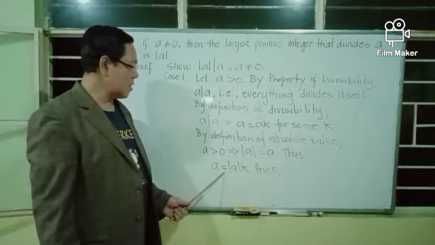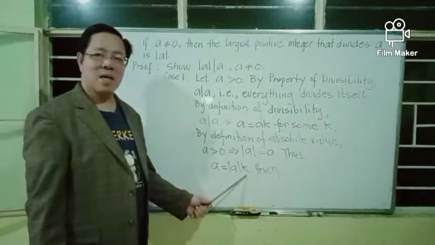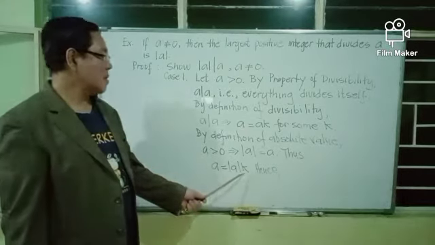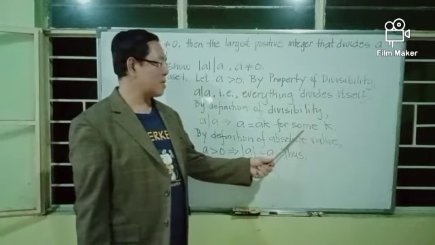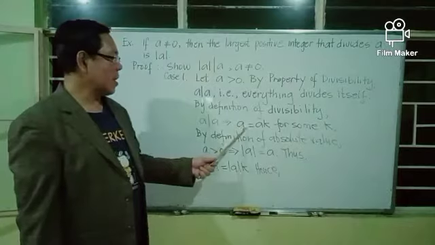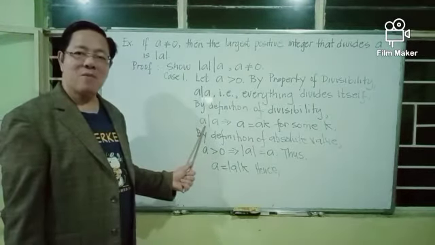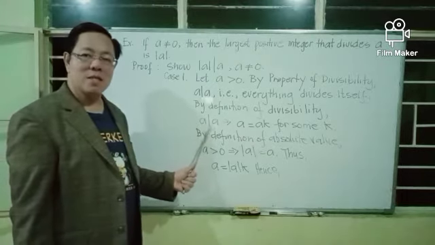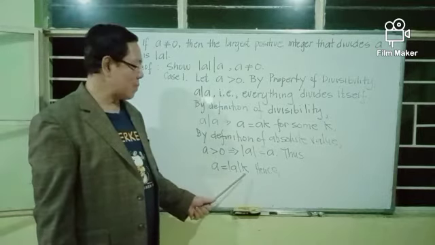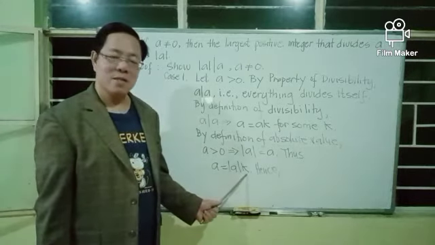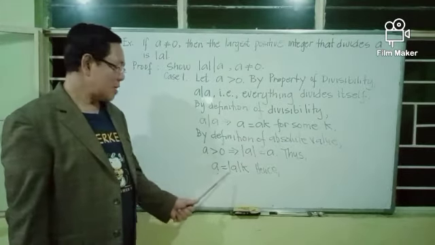Now we have |a| = |a|·k. We are sure that k exists because this must be true for some k. We are sure that there exists some integer k such that a equals |a| times k, because we know by the property of divisibility that a divides itself. So if a is equal to the absolute value of a multiplied by k for some integer k that exists, we can conclude from this equation that the absolute value of a divides a.